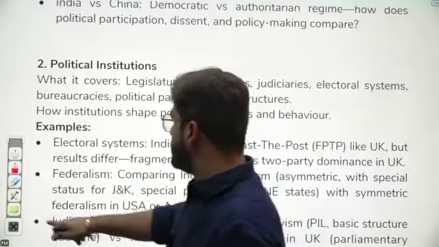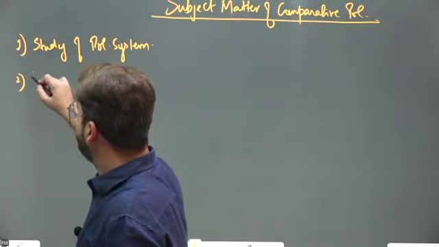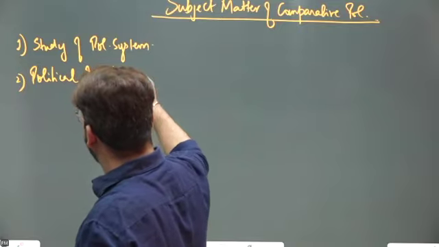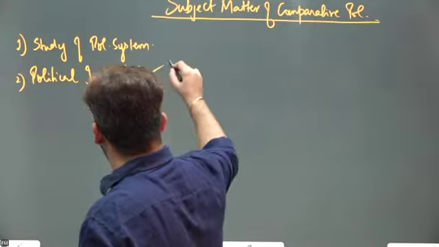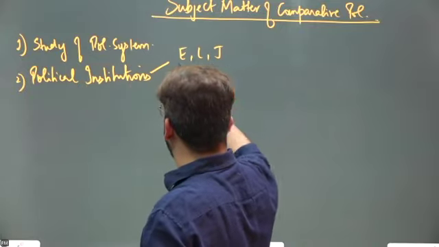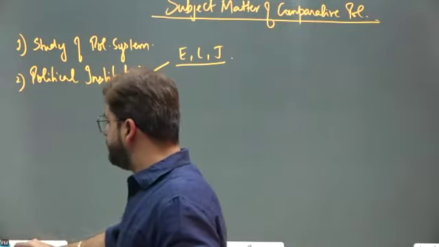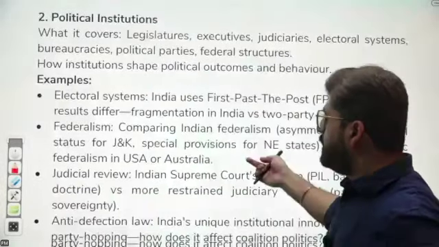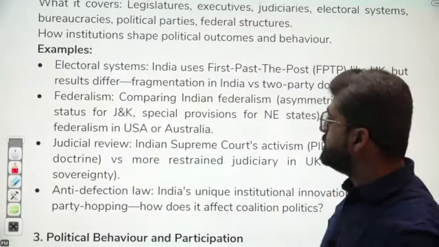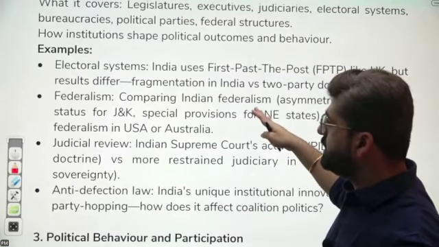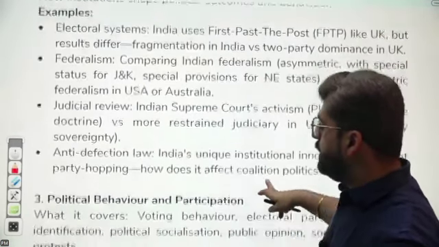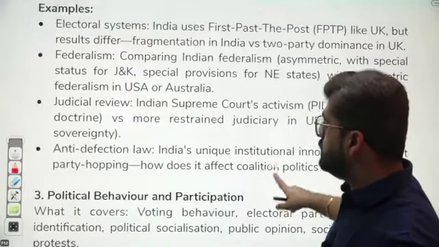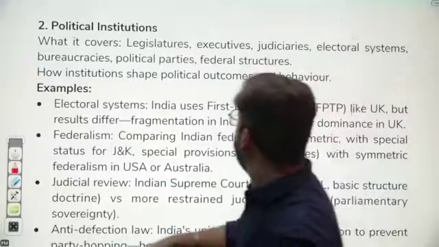Then political institutions. This is from the institutional and legal approach. Here we study about executive, legislature, and judicial wings. Okay. There is going to be some overlap also. We are going to study electoral systems. We are going to study Indian federalism and compare it with US federalism. We are going to study how India has made anti-defection law. So this is a part of political institutions.